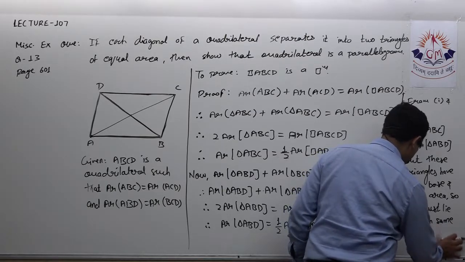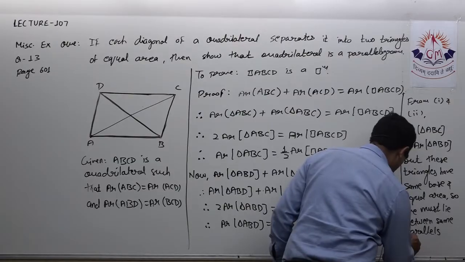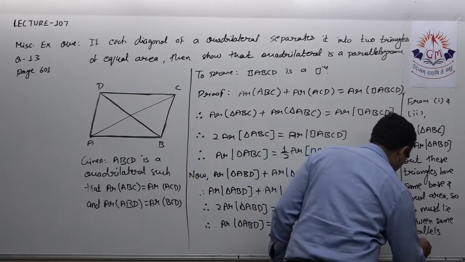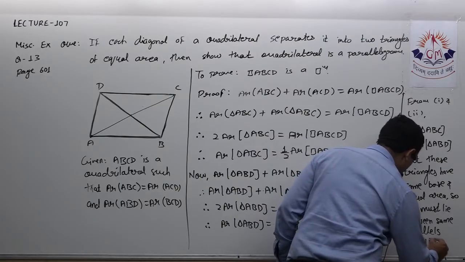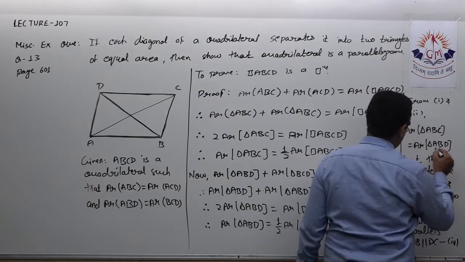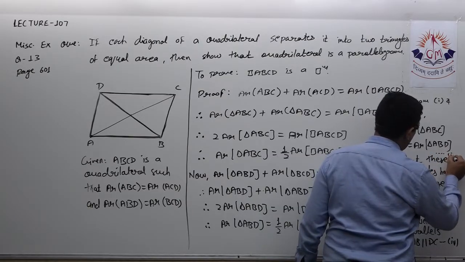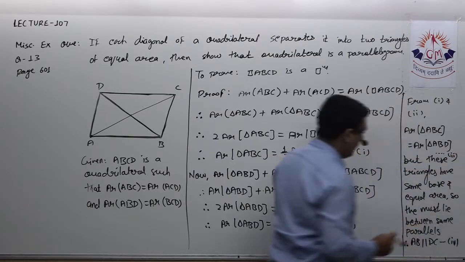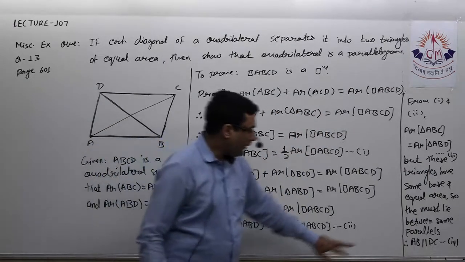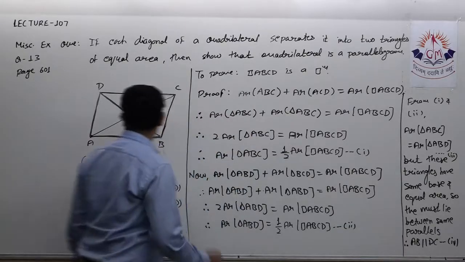And therefore I can say AB parallel DC. Let it be equation number 4. And this one is equation number 3. We need this equation once again. I hope up to this point it is clear. Here we proved AB parallel DC.